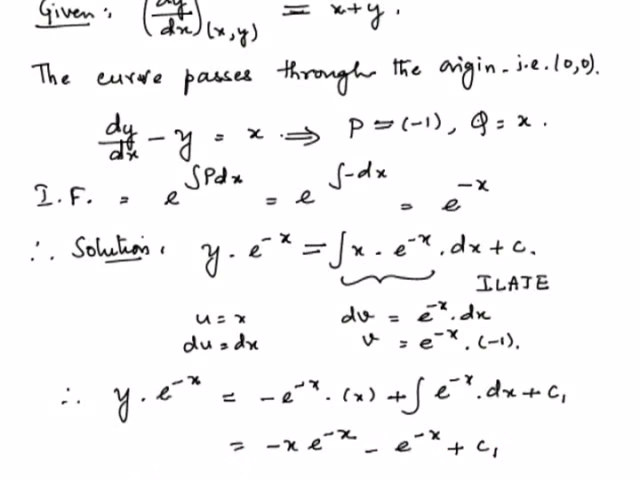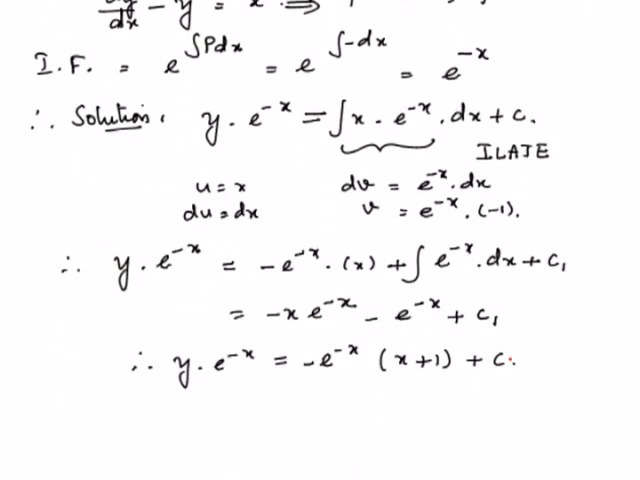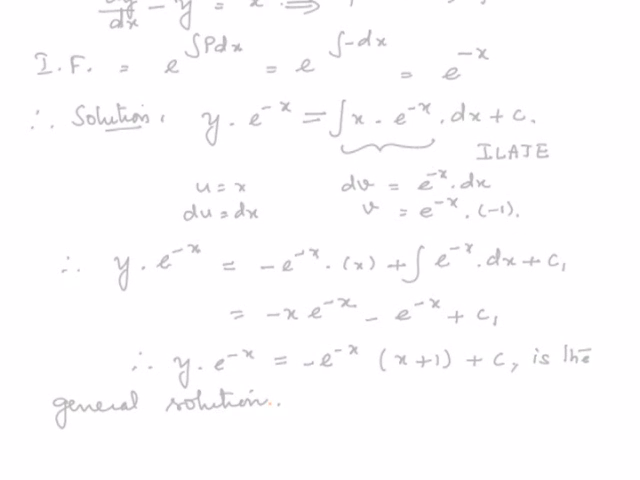Yes, let us proceed. So, y into e power minus x is equal to minus x e power minus x minus e power minus x plus c1. Therefore, the general solution is given by y into e power minus x is equal to minus x e power minus x minus e power minus x plus c. So, we can take out e power minus x with the negative sign outside. So, we are left with y into e power minus x is equal to minus of e power minus x into (x plus 1) plus a generalized constant c. Now, this is the general solution.